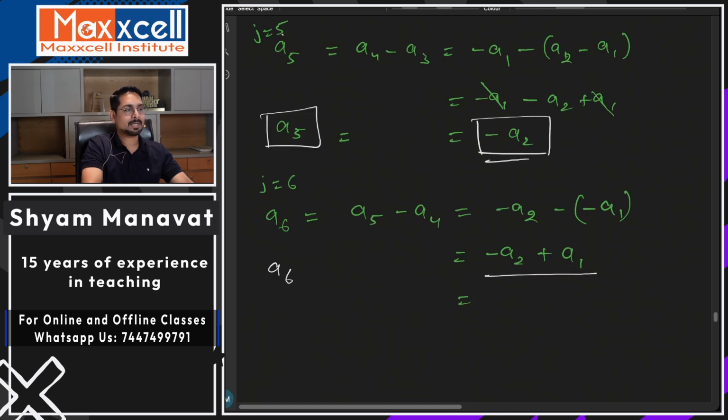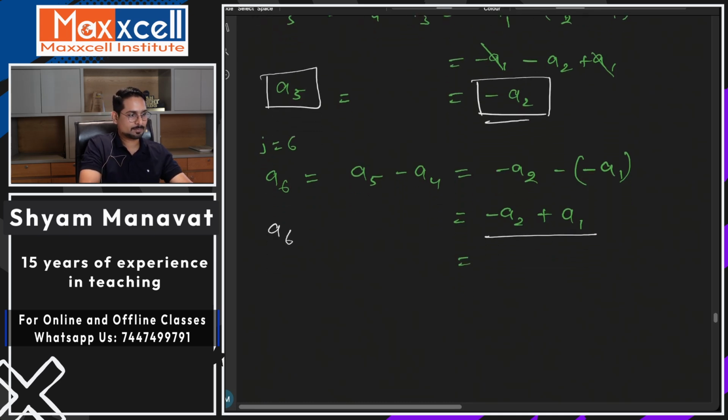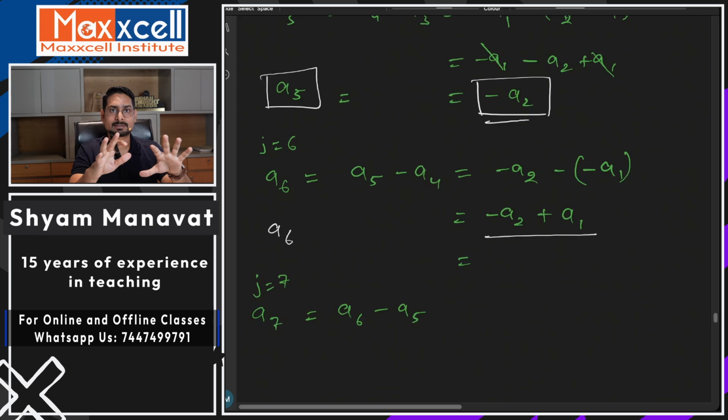Okay. Now look at A7. For A7, if I substitute j equal to 7, so A7 is equal to what? A6 minus A5. In exam, you don't have to write all these steps. There is no step marking, guys.